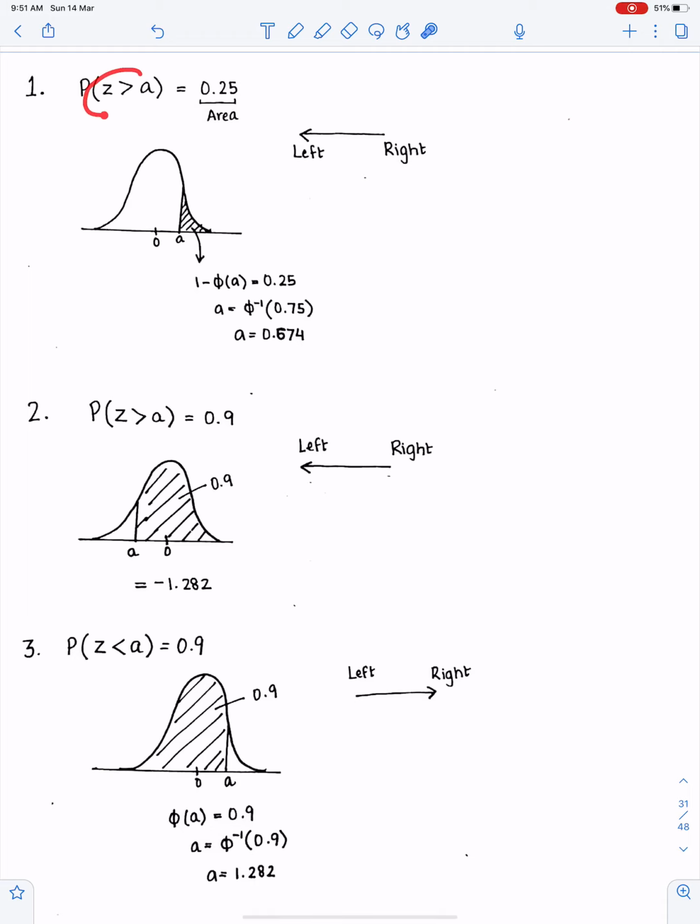Since we have greater sign here, we have to shade area in this way, from upper tail towards the lower tail. Since this area is less than 0.5, I have to stop well before this central line. This is 0.25. And this small area must be 1 minus phi. I told you when we have small area, then we write 1 minus phi. So this is 1 minus phi.